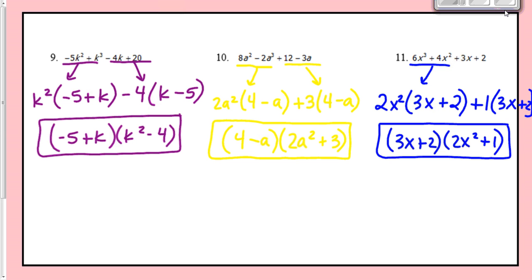Okay, so here's the answers to those three. The first one, you had to be a little bit careful about your negatives and things. Middle one was pretty self-explanatory. Number 11 did include that one thing. When I factored out that first grouping, I noticed that 3x plus 2 was left over, which is exactly what I had already right here. That does not mean you get to just quit it. You have to actually factor out a positive one, and then you'll have your group.